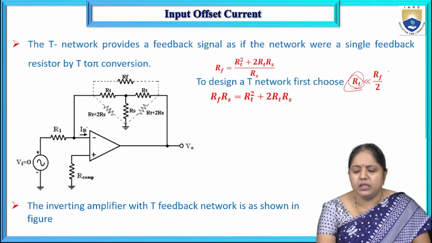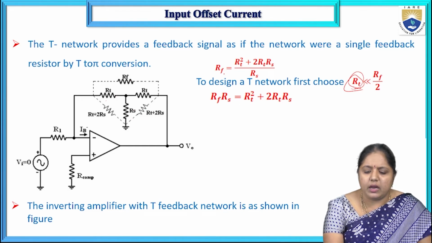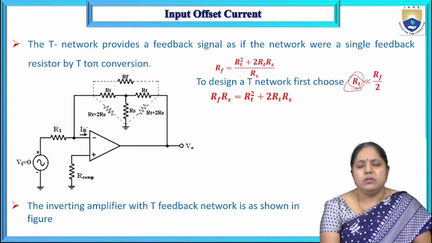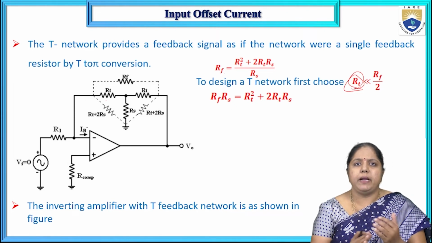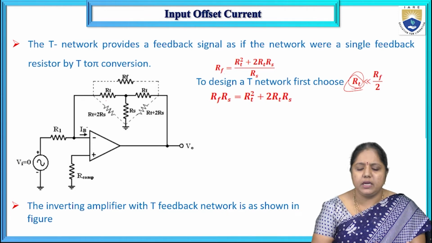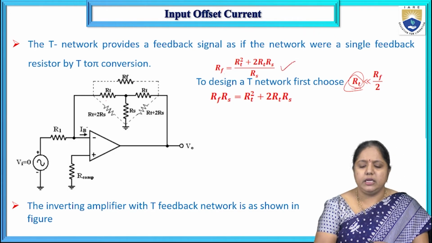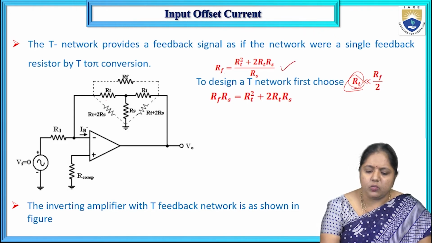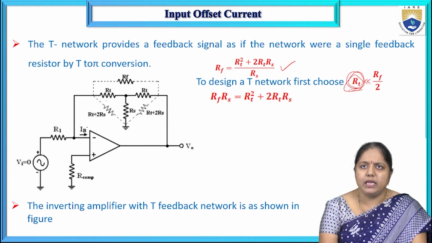What is the relation between RF, RT, RS, all these things? Here RF equal to (RT square plus 2 RT RS) by RS. In network theory, you have studied the T to pi conversion and pi to T conversion. So just take this network and simplify, then definitely you will get the answer as RF equal to this combination. To find RT, I have set the RT value as half of the corresponding feedback resistance value.